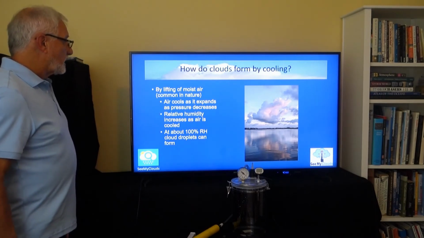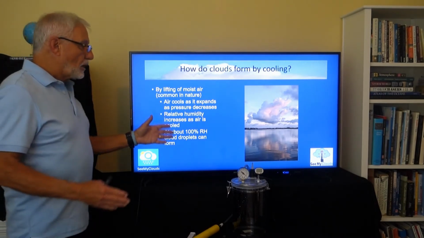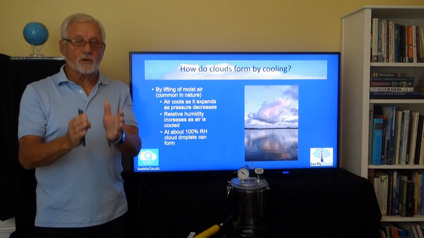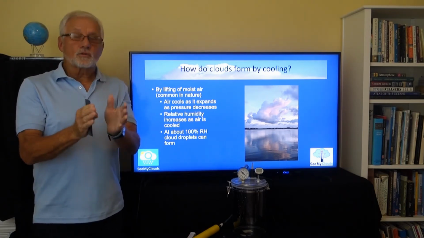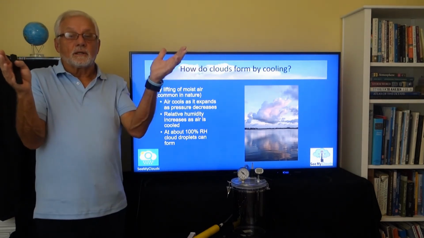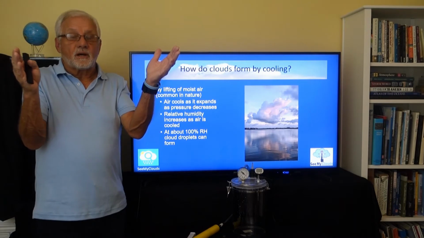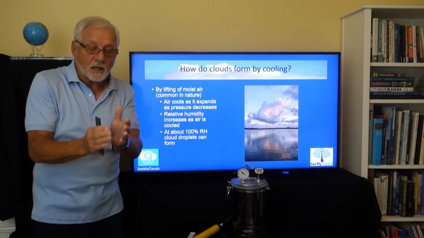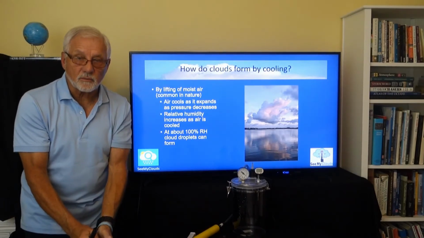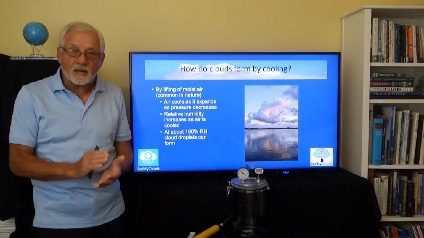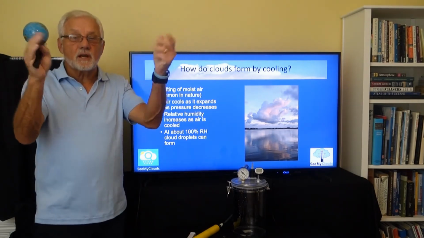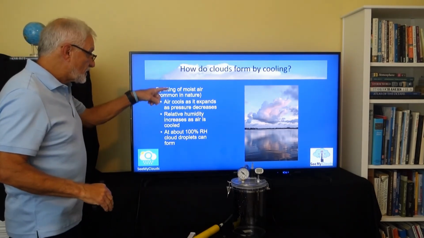So basically we can lift the air. Air cools when air is lifted in the atmosphere. As air goes up in the atmosphere, it goes to lower pressure, and that means that the air expands, and that's a cooling. The opposite of that is if we bring the air down to a higher pressure, the air compresses. That compression is a warming process.